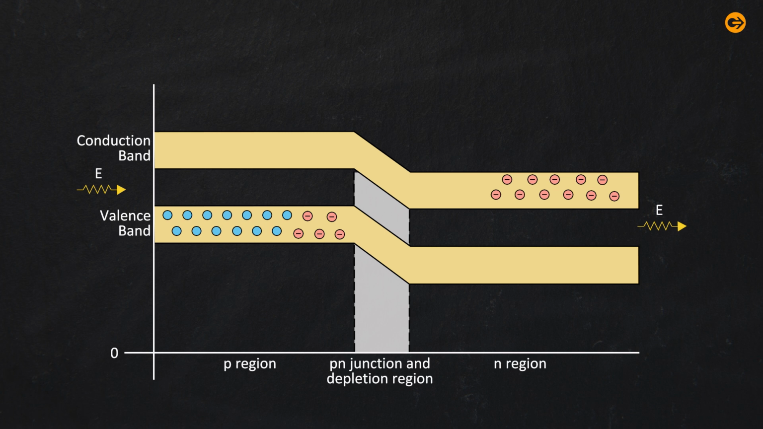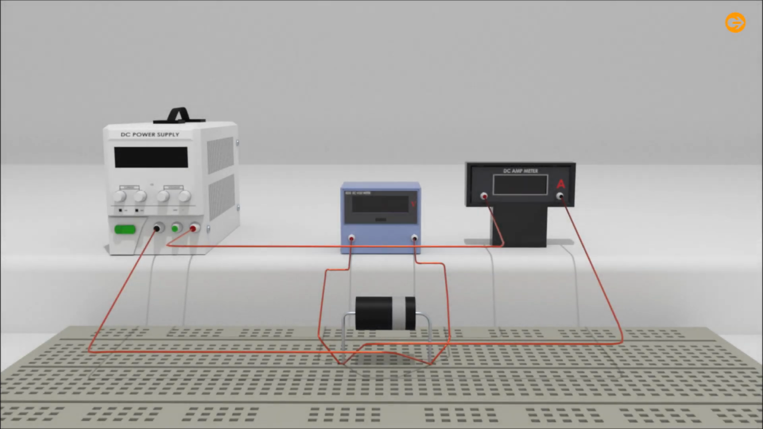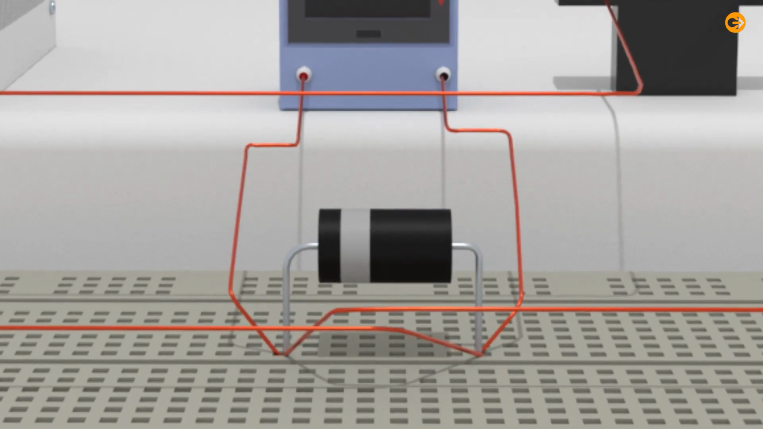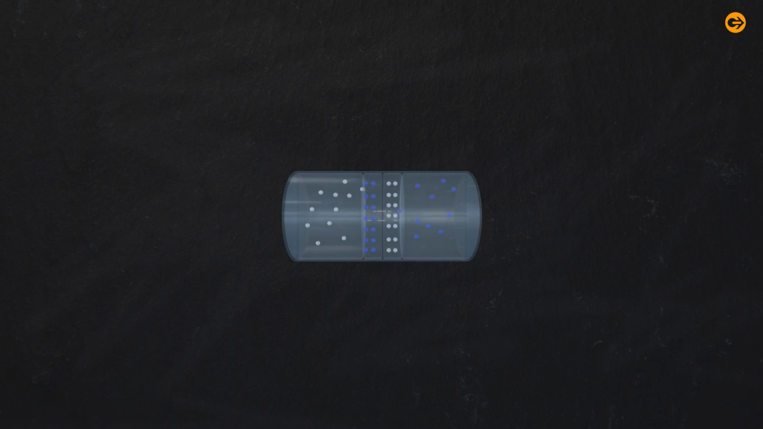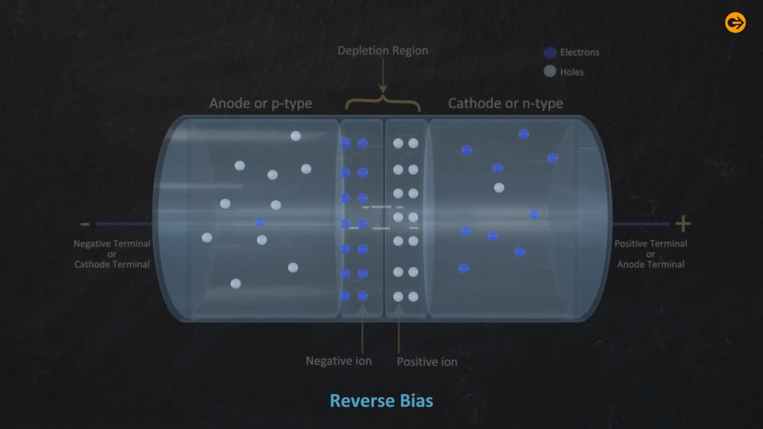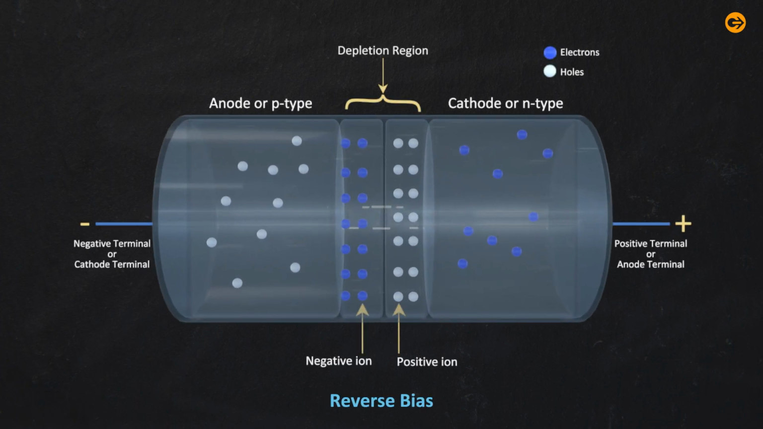Now let us study reverse bias. The anode, P-type, is connected to the negative terminal and the cathode, N-type, is connected to the positive terminal. As the anode is negative, it supplies free electrons to the PN junction. It is the source of free electrons. These free electrons fill the large number of holes in the P-type semiconductor. Holes in the P-type semiconductor get attracted towards the negative terminal.